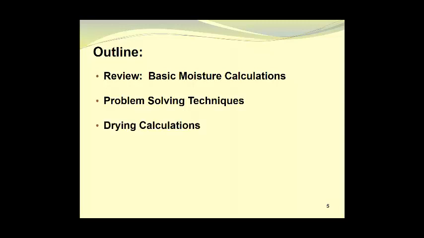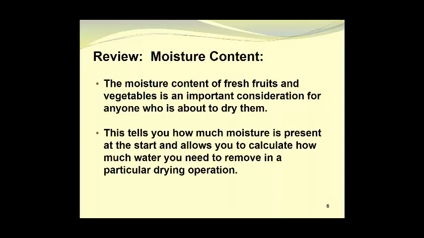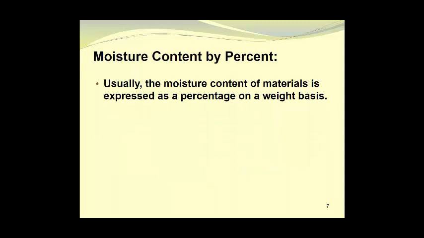We will begin by reviewing some basic moisture calculations and then take a look at some problem-solving techniques. Once we have done this, we'll do some drying calculations and finish up with some summary comments. By way of review, the moisture content of fresh fruits and vegetables is an important consideration for anyone who is about to dry them. This tells you how much moisture is present at the start and allows you to calculate how much water you need to remove in a particular drying operation.